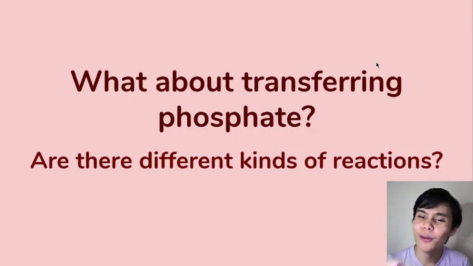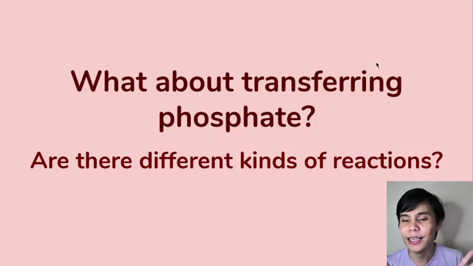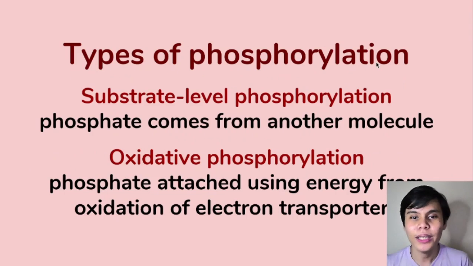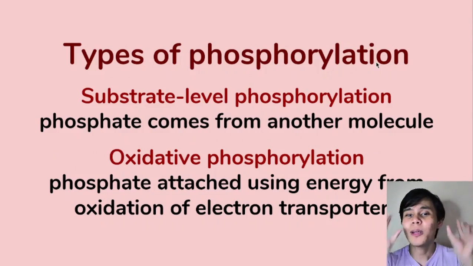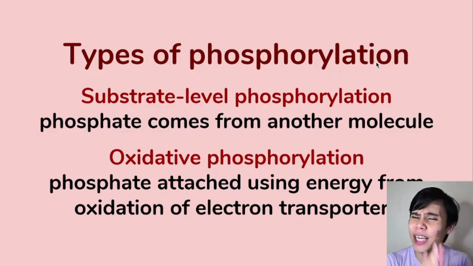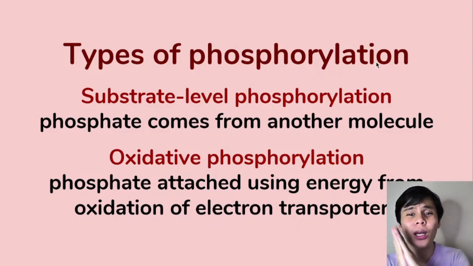Now, what about transferring phosphate? So earlier we had electrons, now we have phosphate. So we have two types of phosphorylation, or transferring phosphate. We have what we call substrate level phosphorylation. That's just transferring phosphate from one molecule to another.